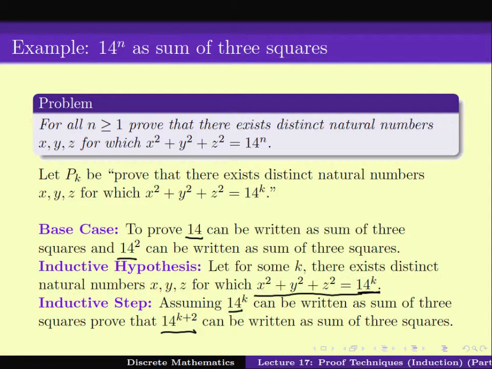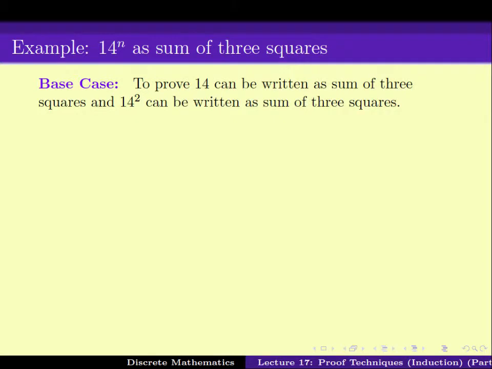Right? So now our problem is taken care of. We have a base case and we have to prove the inductive step. Now let's go ahead and prove them. Now how to prove the base case? So the base case says that 14 can be written as a sum of 3 squares and 14 square can be written as a sum of 3 squares.